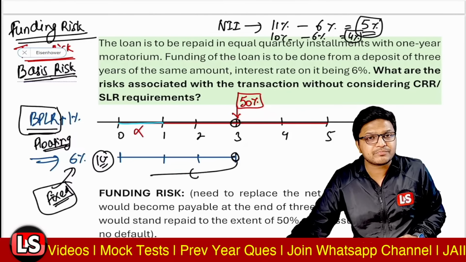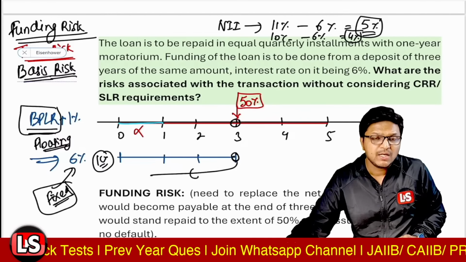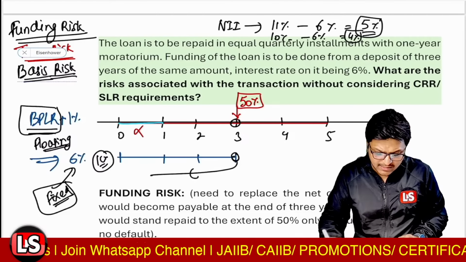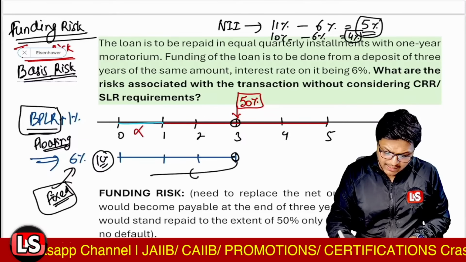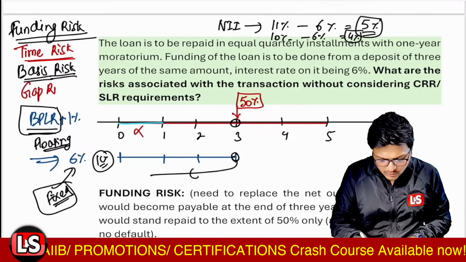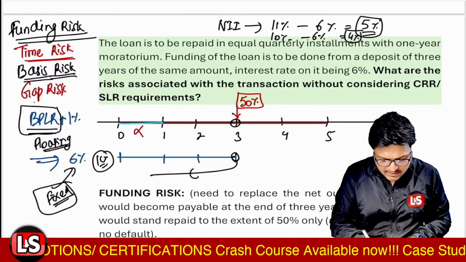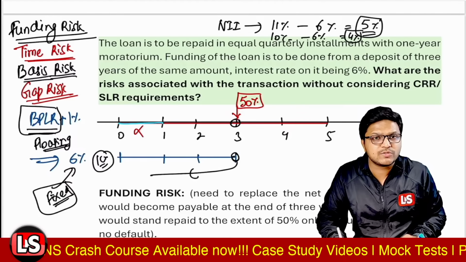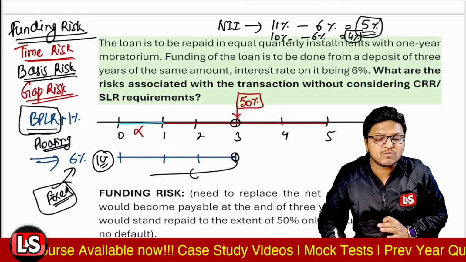Is that particular part clear? And also it could be related to the other risk that may be imposed in this scenario. It may be related to gap risk. Gap risk is also said to be the mismatch risk. Why will the gap risk be there?